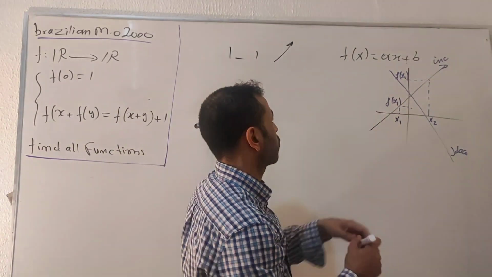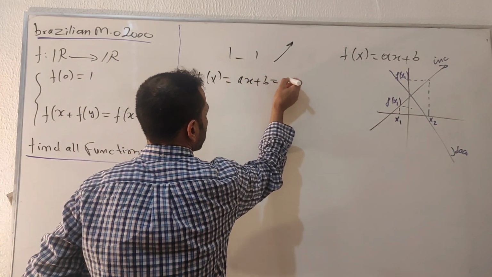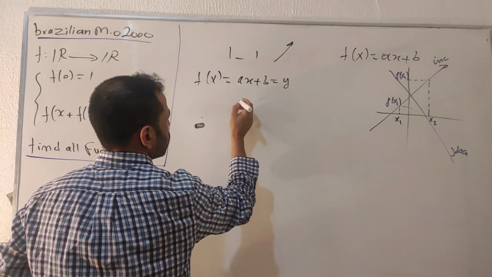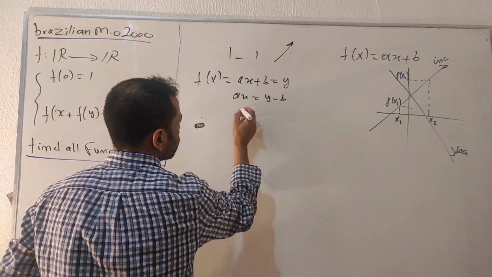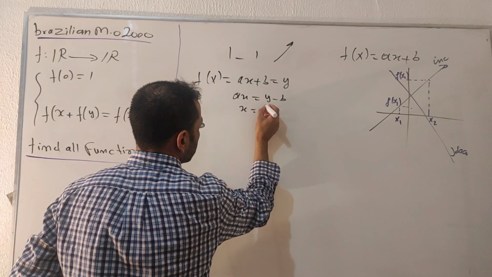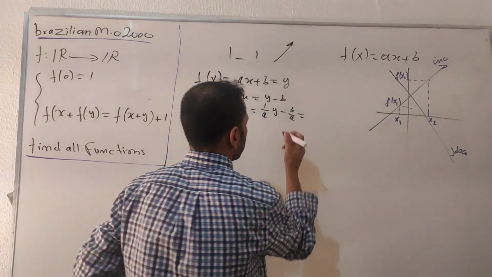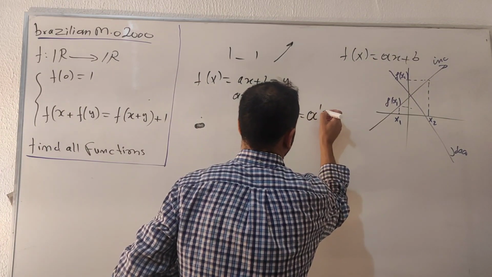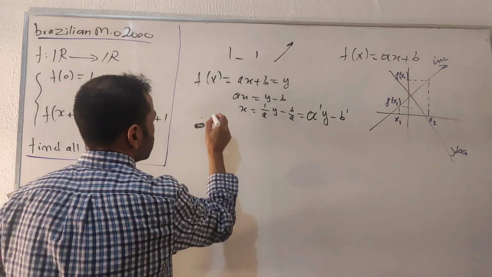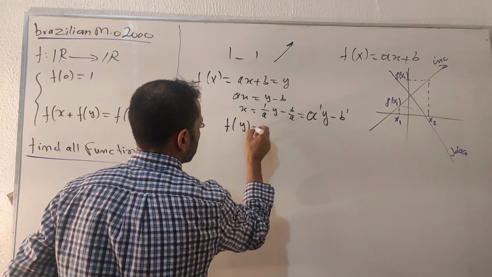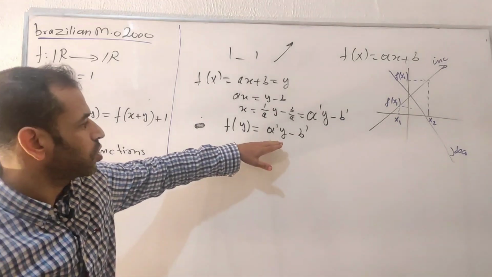What's the inverse function for this one? So let's set f(x), for example, equals ax plus b, which equals y. Let's take b to the right and get ax equals y minus b. So x equals 1 over a times y minus b over a. So this one is going to be written as a prime y minus b prime, which means you get f inverse of y equals a prime y minus b prime. So the inverse of this function is also linear.